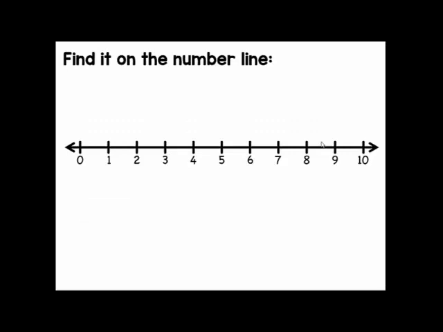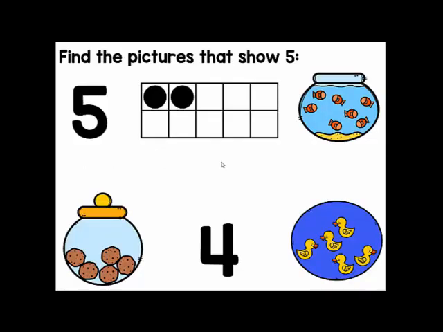Find it on the number line. Can you see number 5? 0, 1, 2, 3, 4, 5. Number 5. Now let's find the pictures that show number 5. This is, of course, number 5. How many counters can you see on the tens frame?